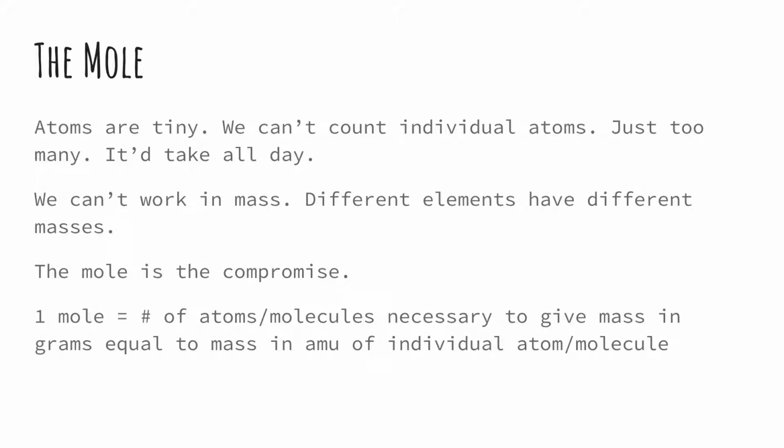So we need some sort of compromise, some way to work in something we can measure, mass, and relate it to the number of atoms. That's the mole. 1 mole of any substance is the number of atoms or molecules necessary to give you a mass in grams equal to the mass in atomic mass units of the individual atom or molecule. Or, I should say, the average atom or molecule, because remember, isotopes.